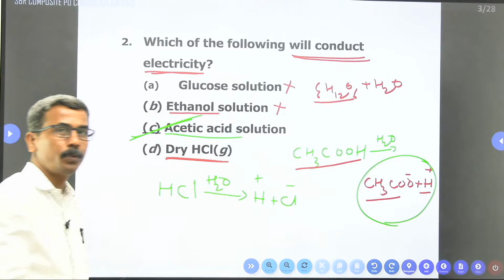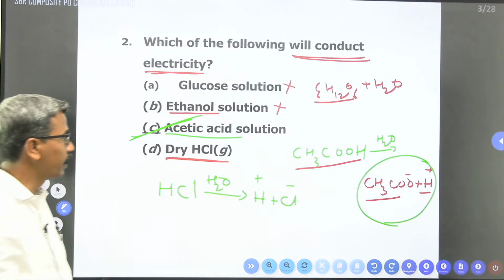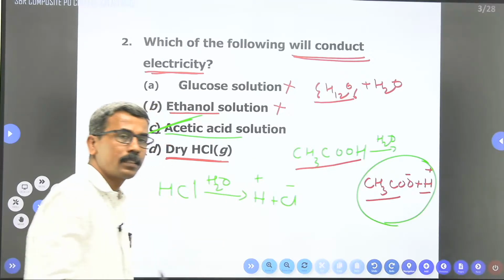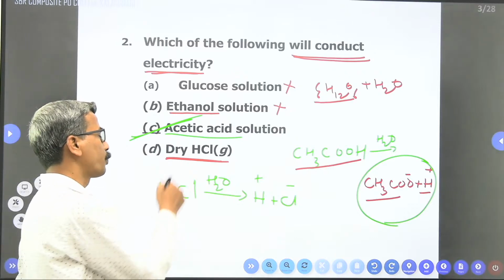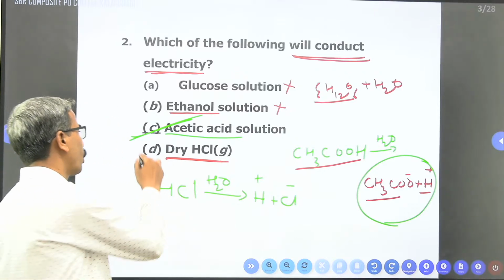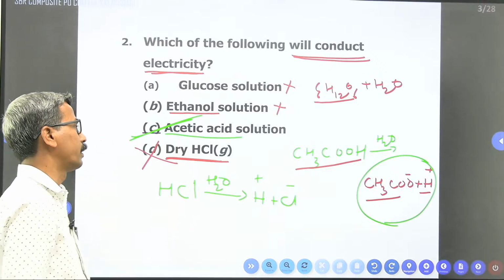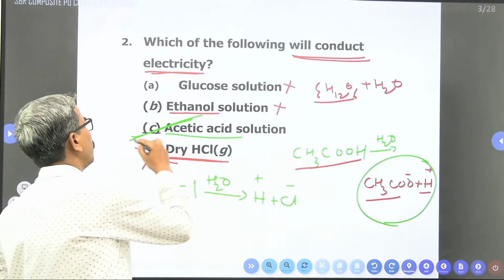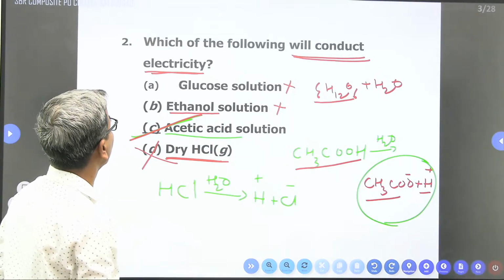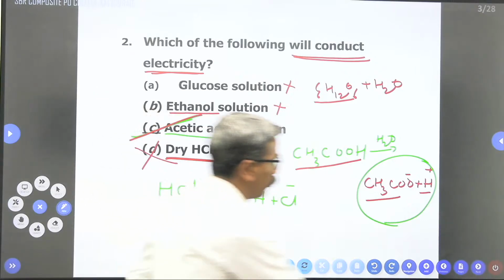But here you are taking pure hydrochloric acid, which is in gaseous state. It will not produce H plus and its ions. That's why it will not split into its ions, and that's why it cannot conduct electricity. So based on that, C is the correct option for question number 2. Moving to the next question.